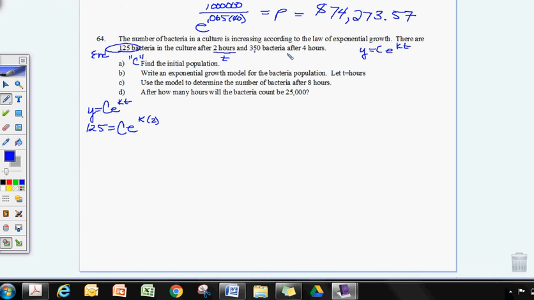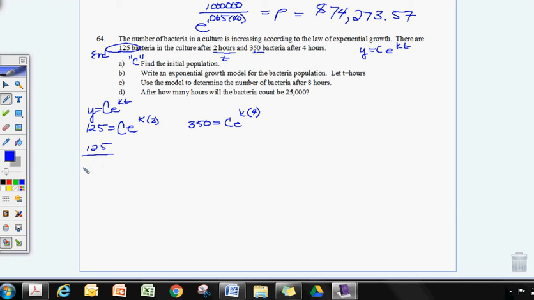But they gave me a second one, and with that second one, I have 350 as the ending value equals Ce^(k times 4), with 4 being my time value. So I might have something going on here. That's the information that they gave me. I'm not exactly sure what to do, but I'm going to get the C by itself.